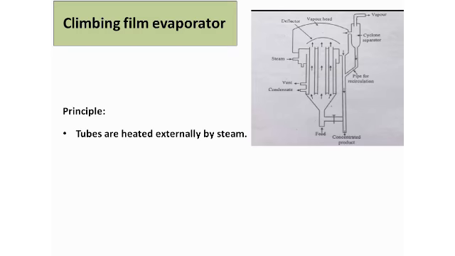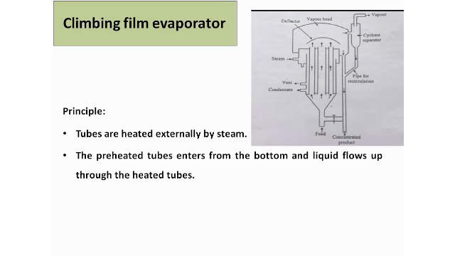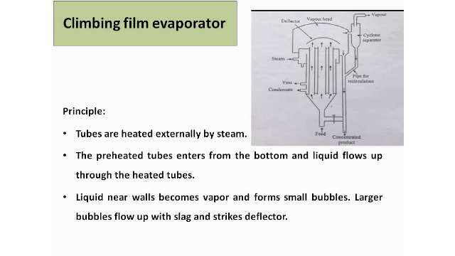So the principle is that the tubes are heated externally by the steam, right? Then the preheated feed enters from the bottom and the liquid flows up through the heated tubes. I will show you, don't worry. Then the liquid near the walls becomes vapor and forms small bubbles, and the larger bubbles flow up with slug and strike the deflector. Thus the deflector will now throw the concentrate down to the bottom.